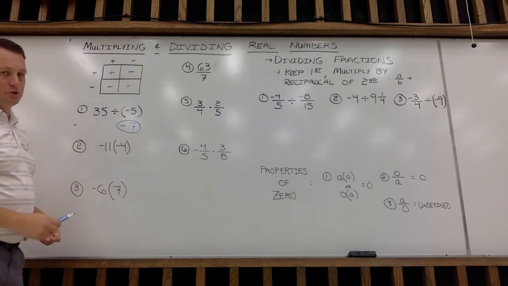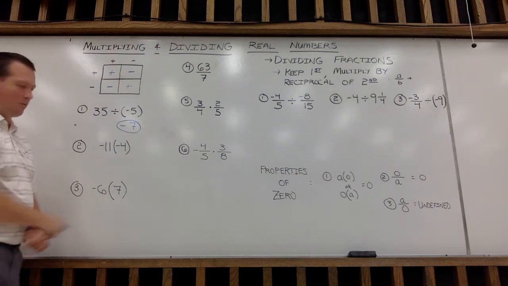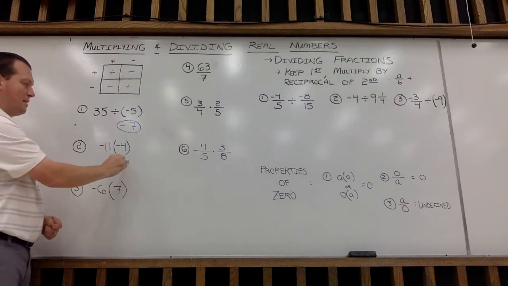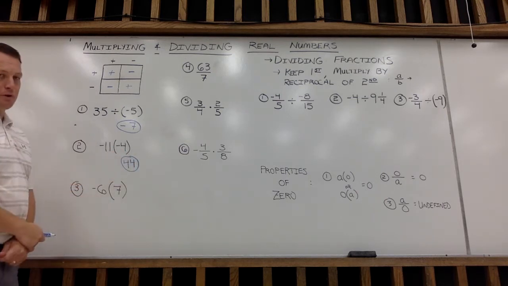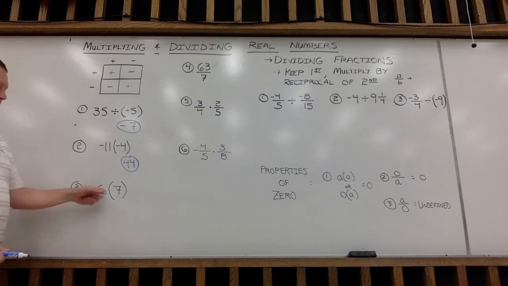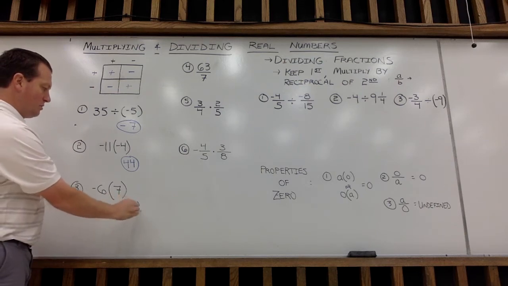Heading down here to example 2, notice I have two negatives. Negative 11 times negative 4. That's going to end up at a positive 44. Example 3, I'm multiplying a negative 6 and a positive 7 together. So negative positive, I'm going to get a negative 42.